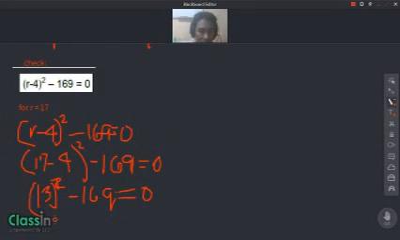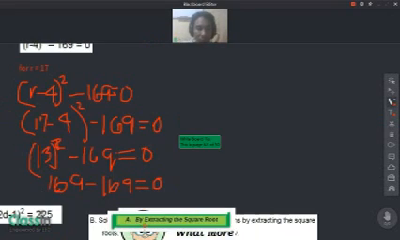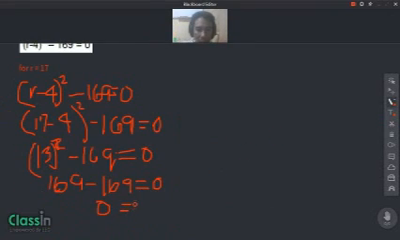So 13 times 13 is 169, minus 169 equals 0. Okay, so the value of r equals 17 satisfies our equation, and that makes our equation true.